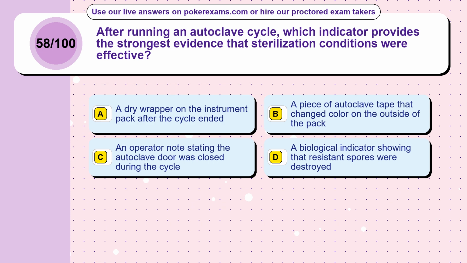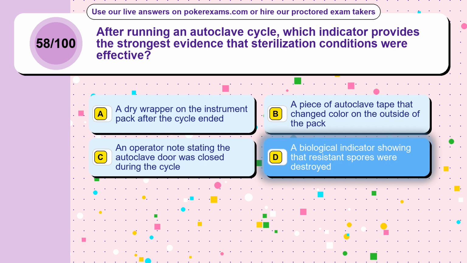Question 58. After running an autoclave cycle, which indicator provides the strongest evidence that sterilization conditions were effective? Option A. A dry wrapper on the instrument pack after the cycle ended. Option B. A piece of autoclave tape that changed color on the outside of the pack. Option C. An operator note stating the autoclave door was closed during the cycle. Option D. A biological indicator showing that resistant spores were destroyed.